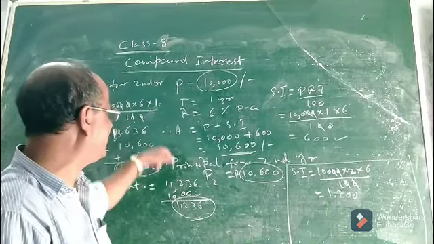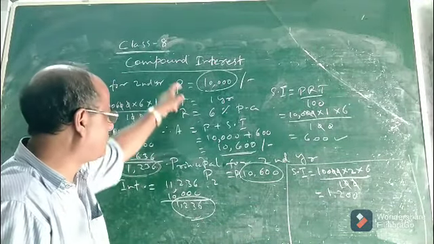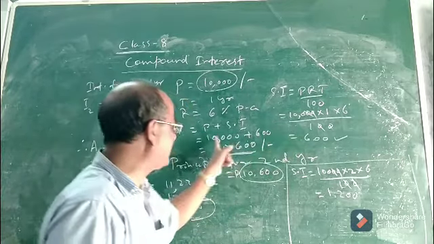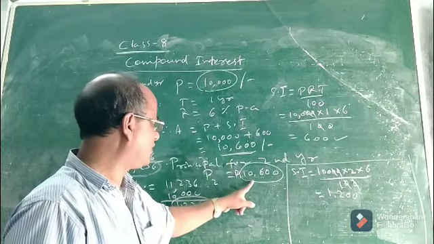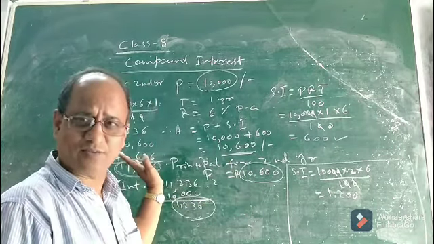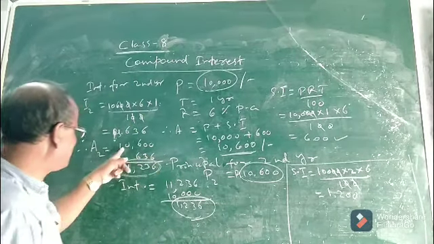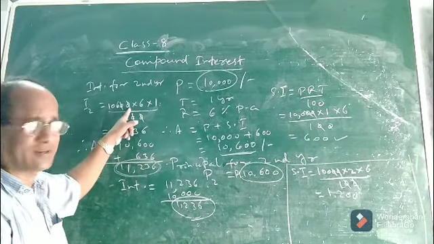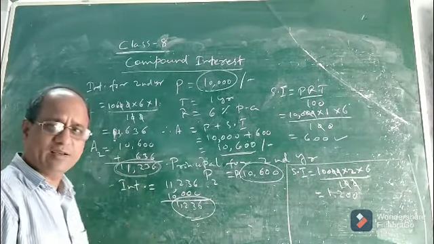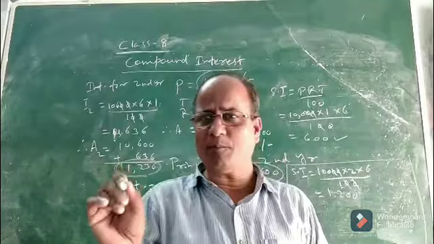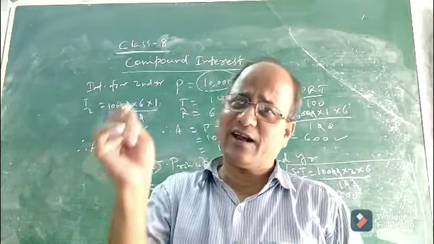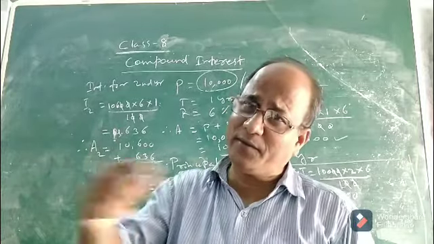In compound interest, see children, for the first year we found the interest, it is 600, we added it to the principal. We got the amount. The amount after the first year became the principal for the second year. For the second year the principal becomes 10,600. Again we calculated the interest for the second year. That means in compound interest the interest gets added to the principal every year. That means the principal changes.